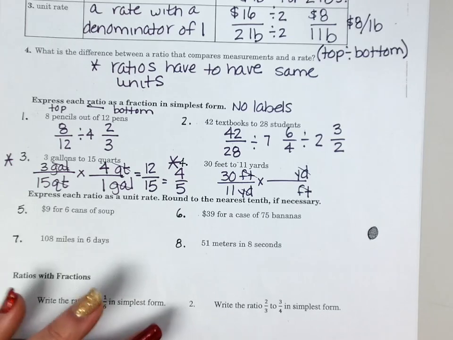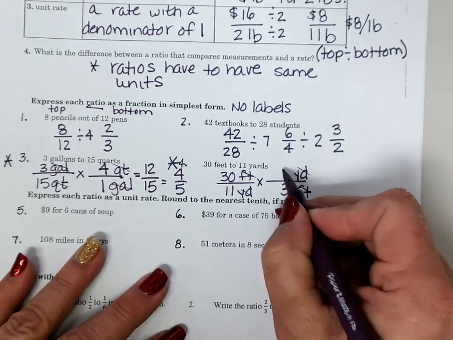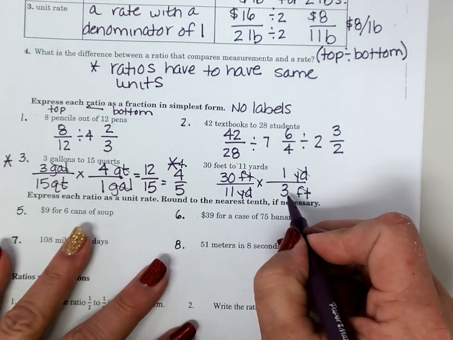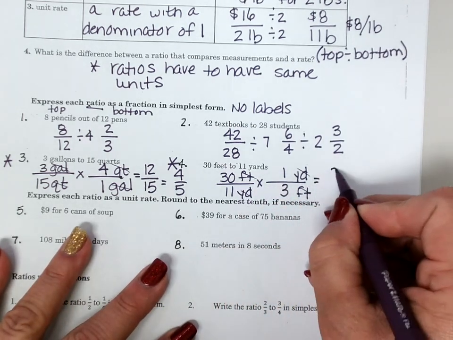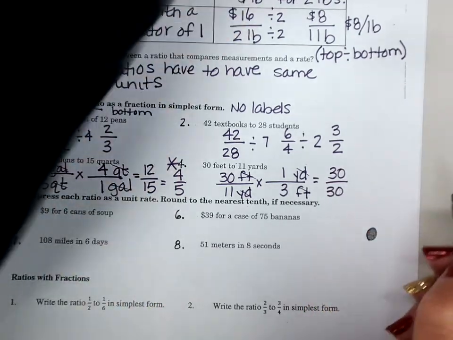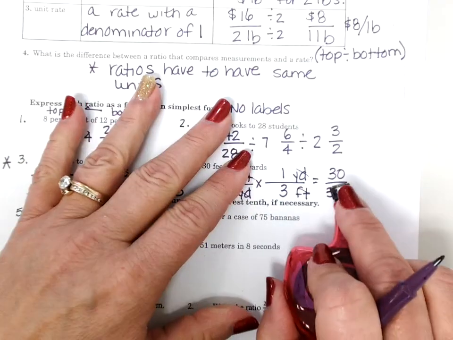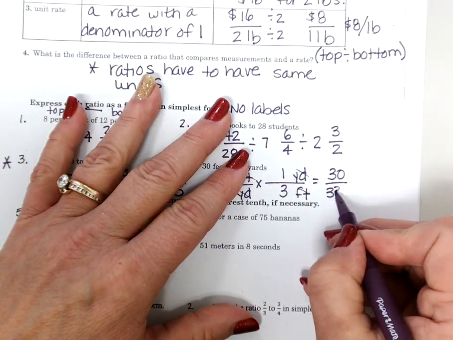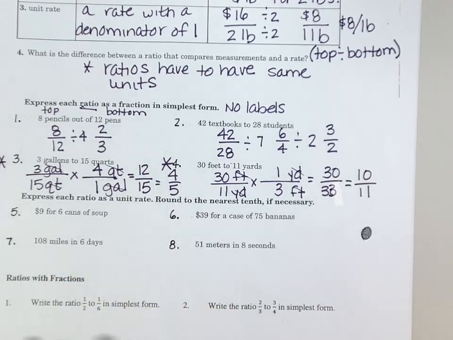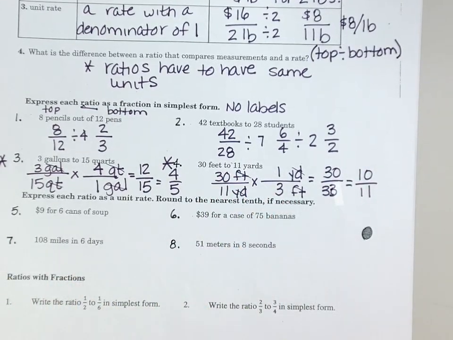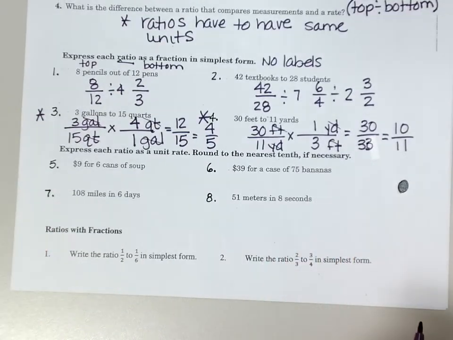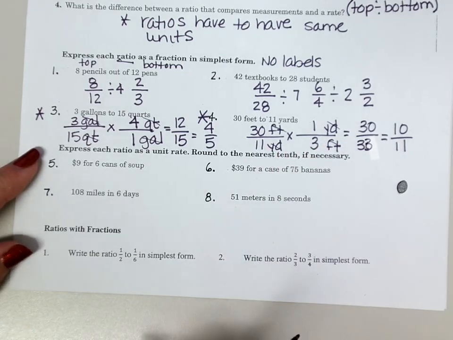It's on your sheet. All the units are on your sheet. So it's 3 feet to 1 yard. Make sure you put them in the right spot. You can cross cancel or just multiply across the top and multiply across the bottom. Oops, that should be a 33. Let me fix it. 33. Divide both of those by 3 and you get 10 to 11. You could cross cancel here like you can in multiplication. So make sure anytime you have units of measure that you get rid of the units.